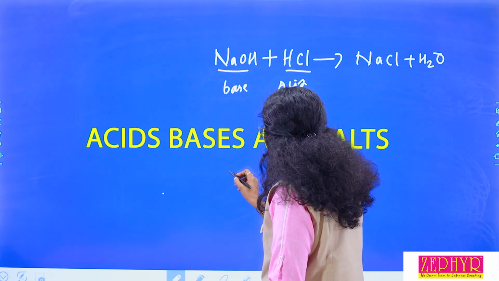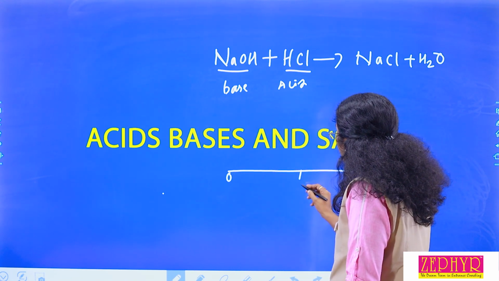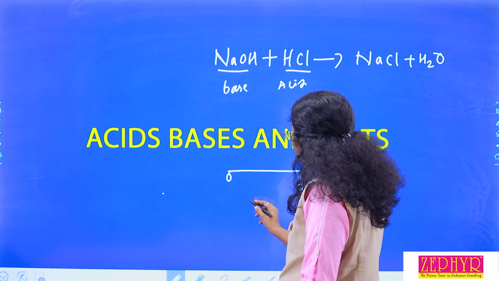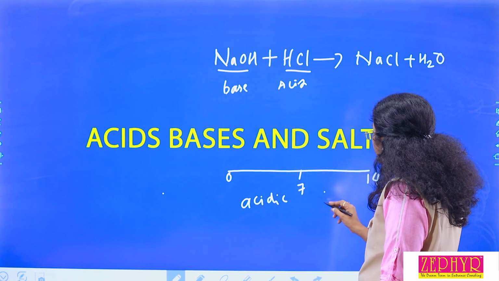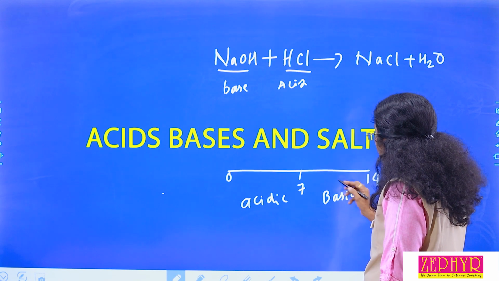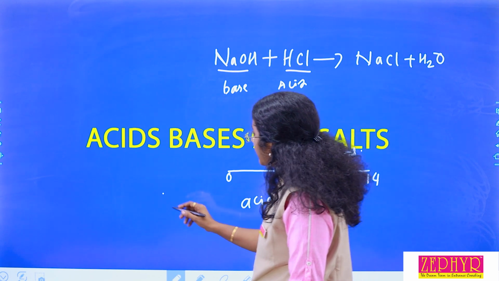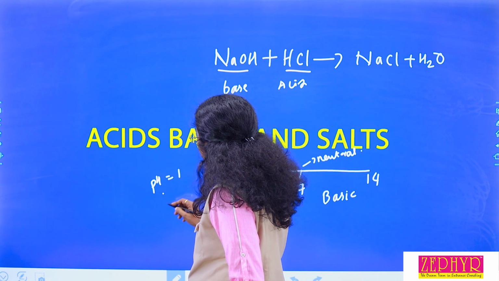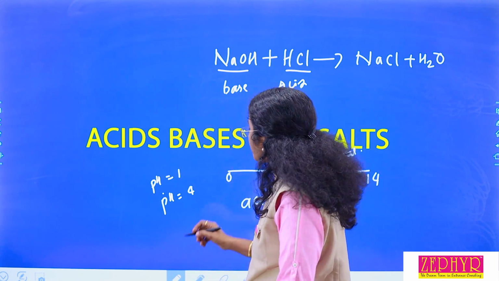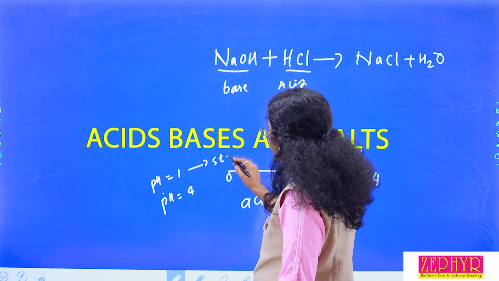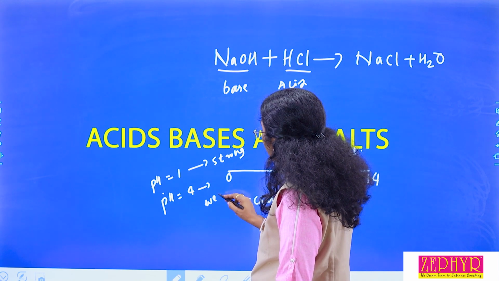pH is a scale from 0 to 14. In between there is 7. Below 7 is acidic, more than 7 is basic, and 7 is neutral. For example, pH equal to 1 and pH equal to 4: which one is strong? pH 1 is strong, pH 4 is weak or less acidic.